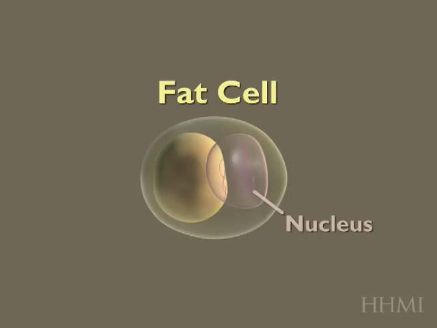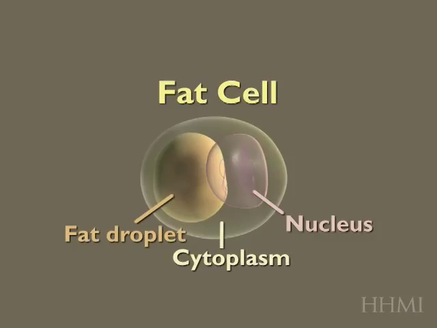Here's the fat cell, which contains a nucleus. It contains a cytoplasm, and a specialized structure in this fat cell is the lipid droplet, or the fat droplet, that stores triglycerides as the energy source and can release them based on communication with the rest of the body.